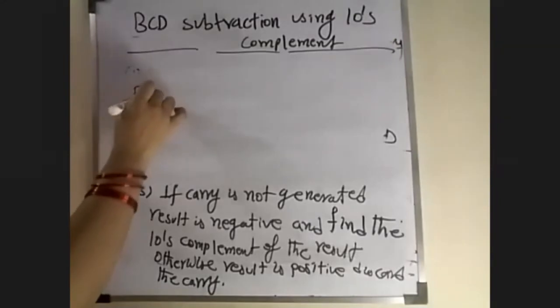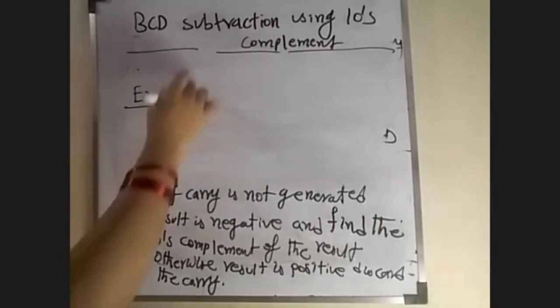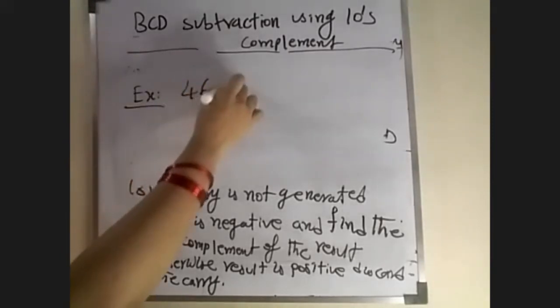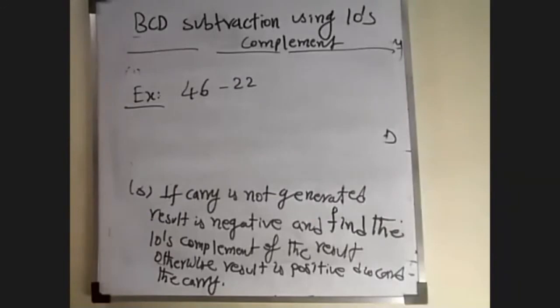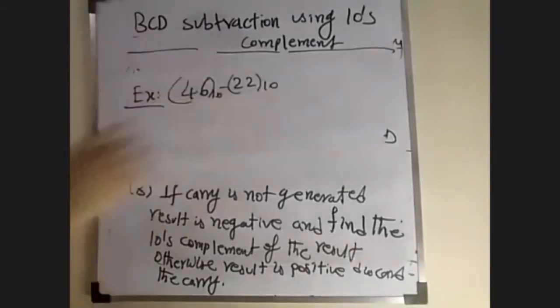Example: 46 minus 22. Note down the example: perform 46 minus 22 in base 10, in BCD, using the tens complement method.